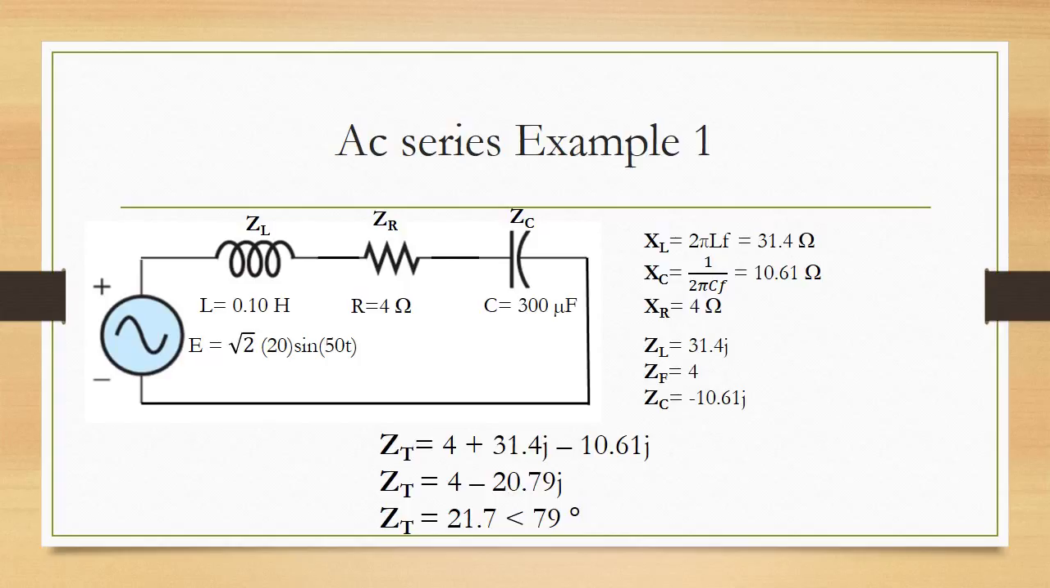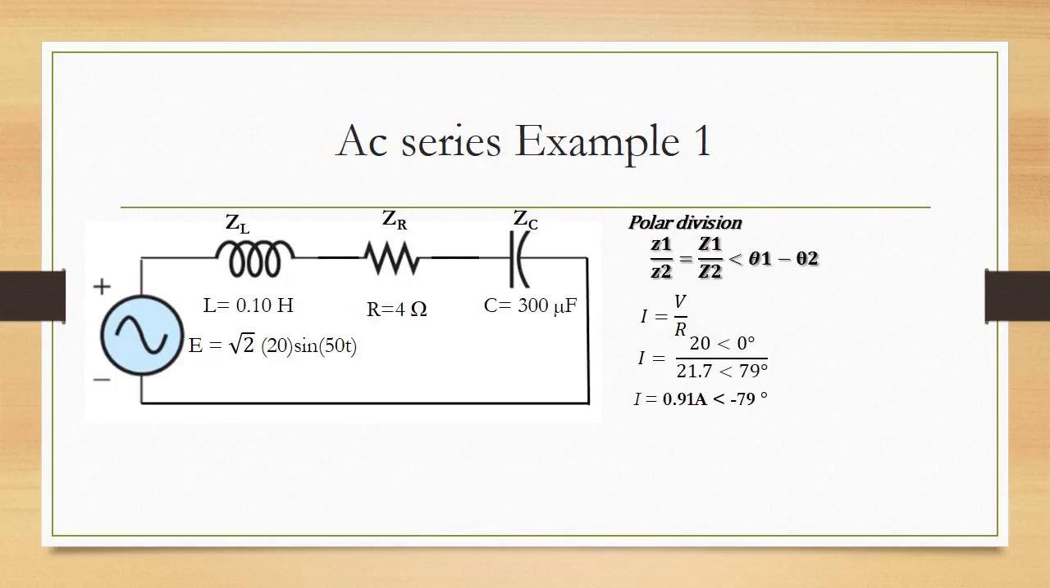For the inductor, the reactance is 31.4 ohms, for the capacitor it is 10.61 ohms, and for the resistor it is 4 ohms. To find the total impedance of the whole circuit, we must add these all together using complex numbers. Using complex numbers, we find the result is 21.7 and the angle is 79 degrees.